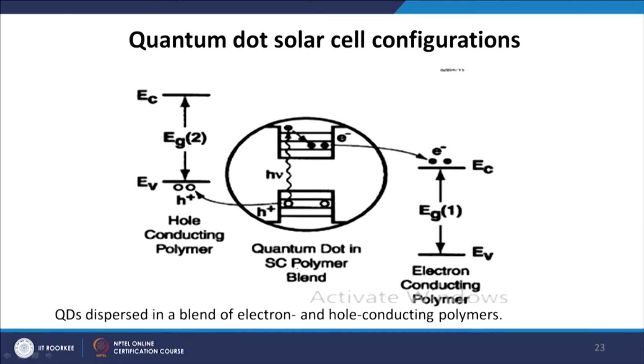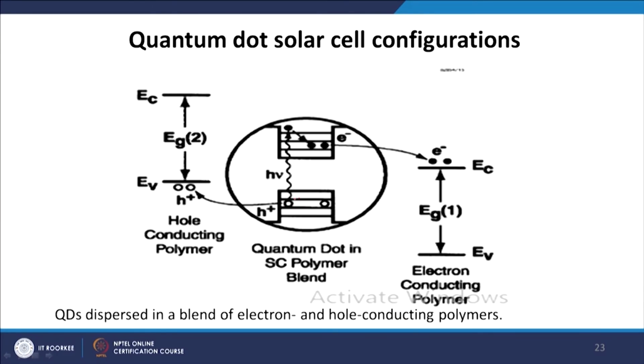Now, as we have just explained, consider a quantum dot in a semiconducting polymer blend, like in a conjugated polymer. Let us say I take a conducting polymer like polythiophene and I put some quantum dots in there. This is a hole conducting polymer and this is another, electron conducting polymer. Now when the light falls on this quantum dot, for example indium phosphide, it absorbs the light and the electron goes from the valence band to the conduction band. So there is an electron in the excited state and there is a hole in the valence band.